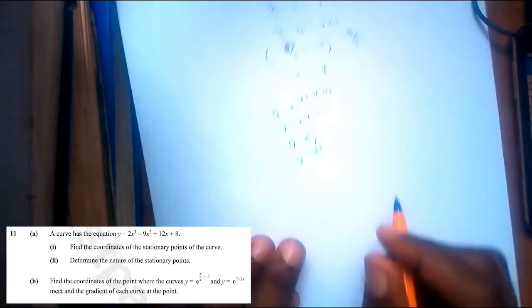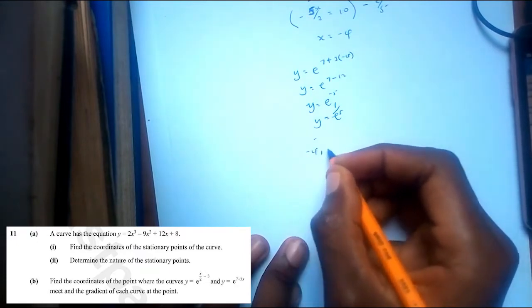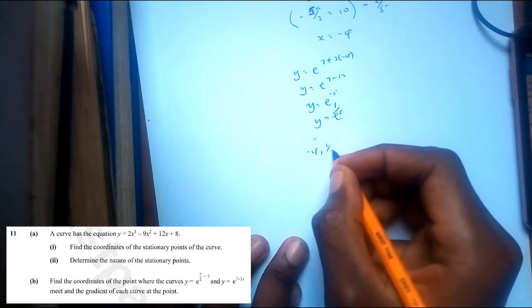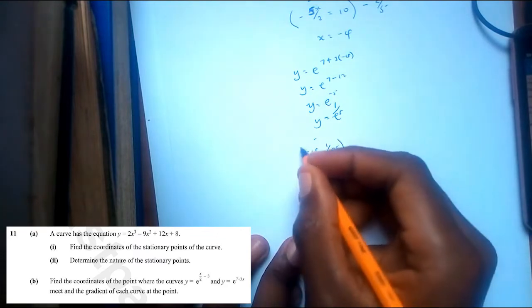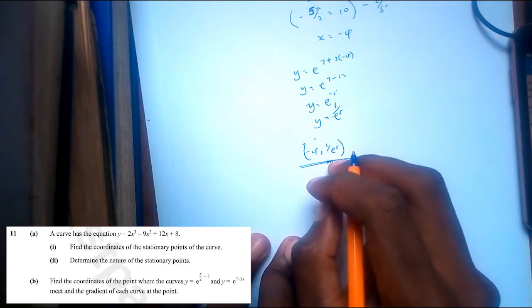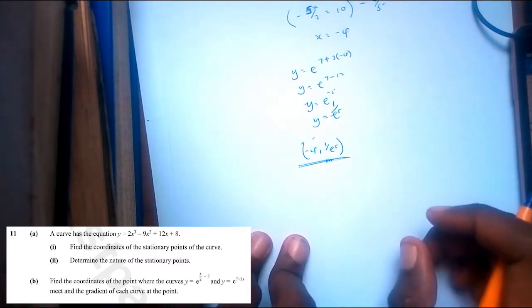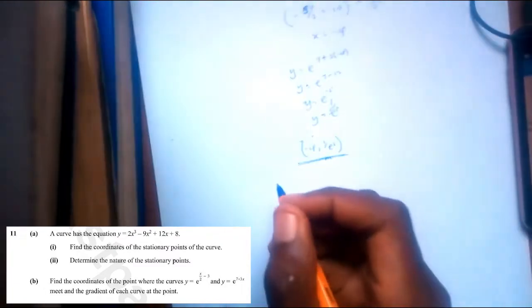Okay. So the point is negative 4, 1 over e to the power 5. So this is the point at which they meet. And then it says find the gradient of each curve. So to find the gradient, we just differentiate.